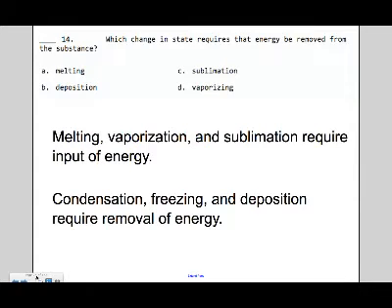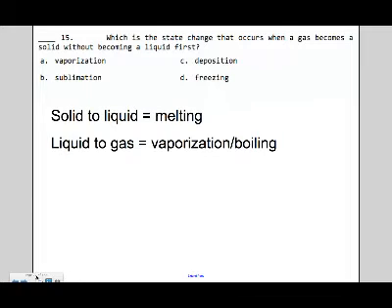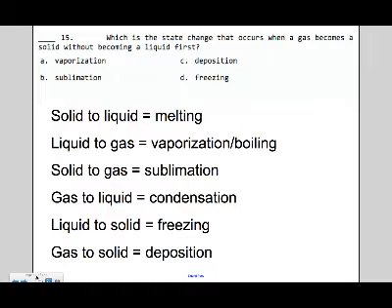Number 15, which is the state change that occurs when a gas becomes a solid without becoming a liquid first? Well, here's all your changes. You've got solid to liquid is melting, liquid to gas is vaporizing or boiling, solid to gas directly is sublimation, and then gas to liquid is condensation, liquid to solid is freezing, and then the last one, which the question is asking about, gas directly to solid, is called deposition. So deposition and sublimation are opposites, melting and freezing are opposites, vaporization and condensation are opposites. So make sure you know the names of all these phase changes.